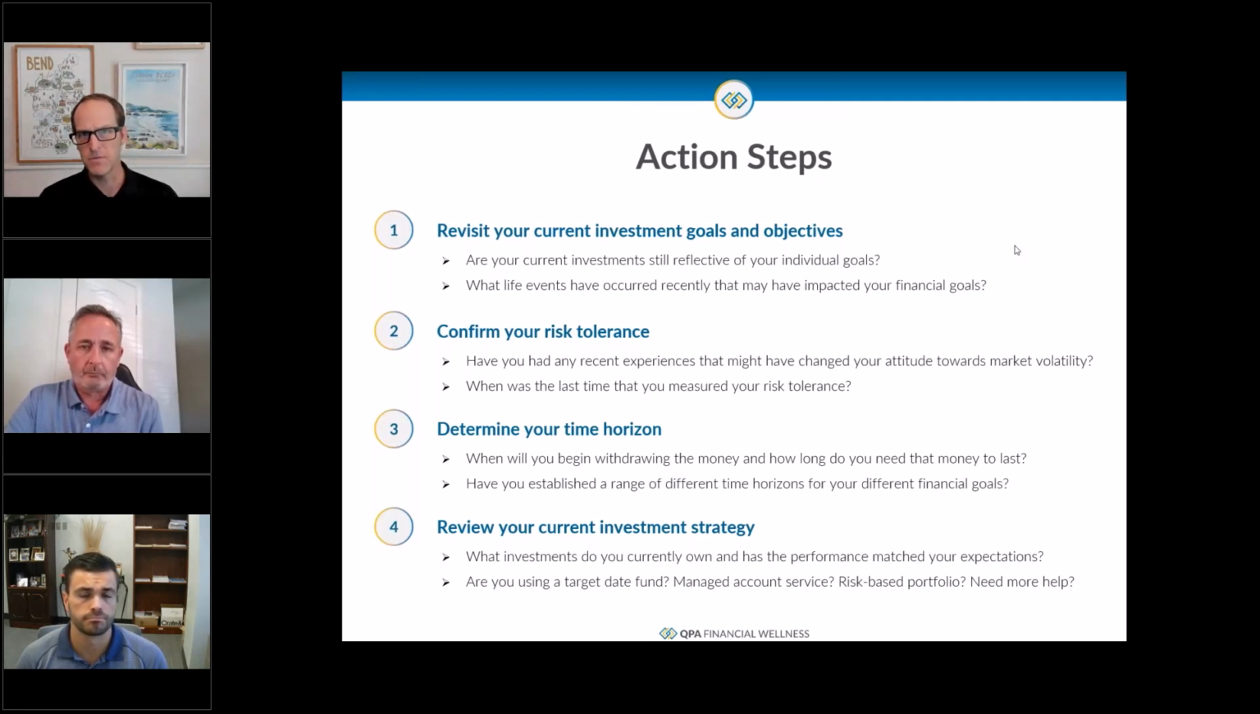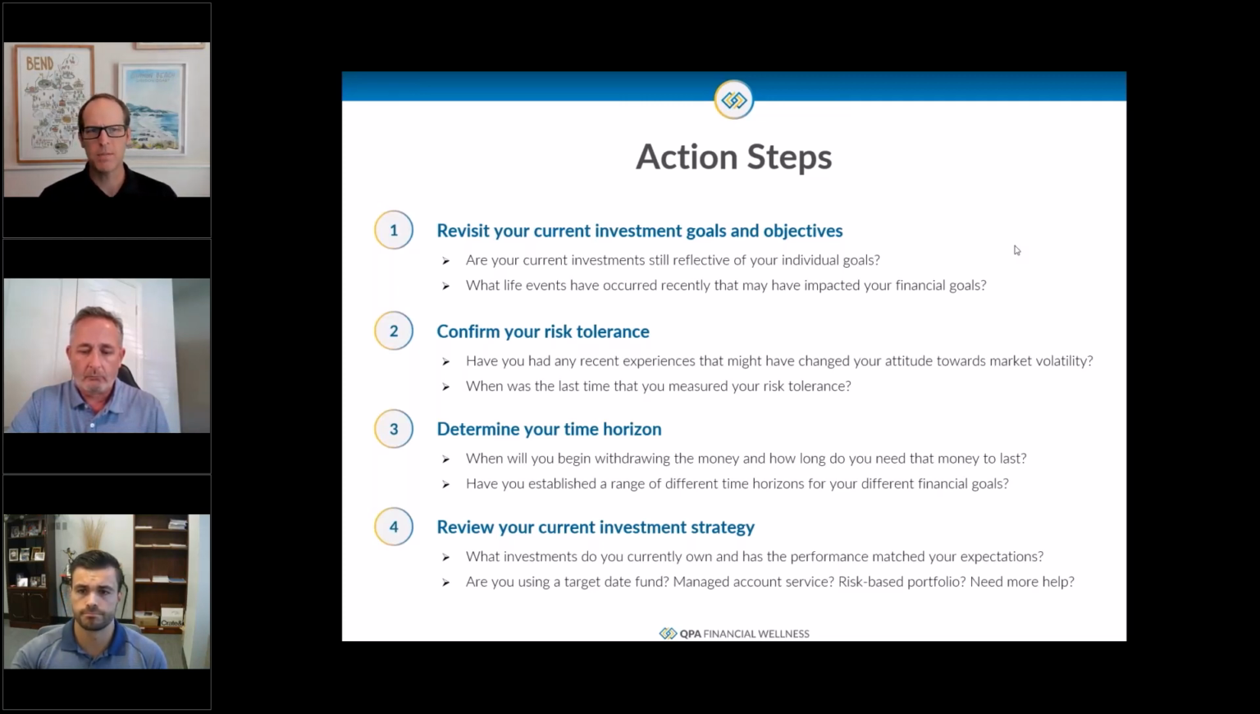Also, have any life events happened in your life that may have impacted your goals and should also impact your investment strategy, right? Anytime a life event happens, whether it's a marriage, a divorce, or the birth of a child, all of those things should be a call to action to go back and revisit your financial plan, okay?